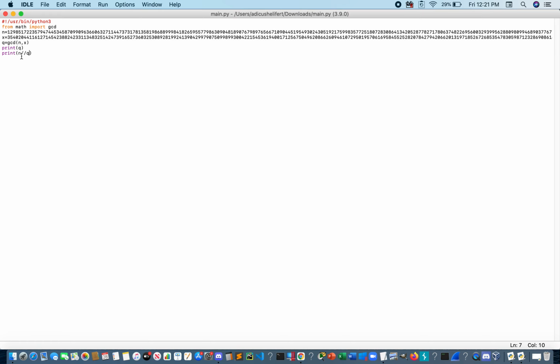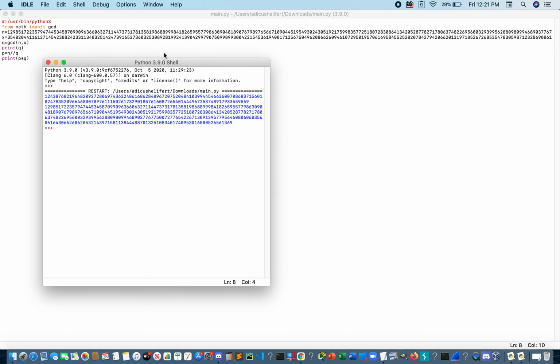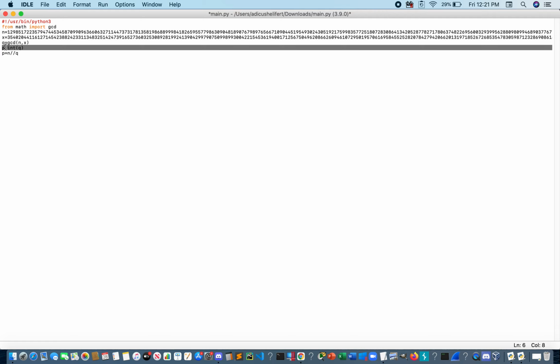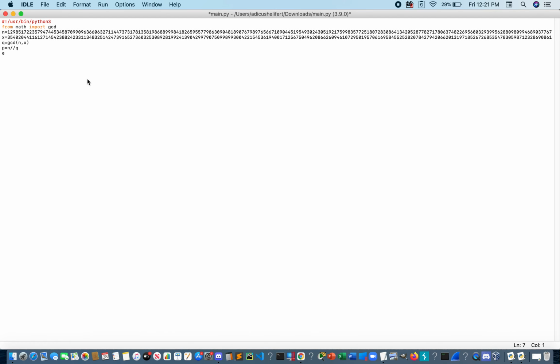And this seems right. Let's see if p times q is n. So let's test this out. Right there, yep, it is n. So we know that is p and q, and we have n. We will also plug in the other values, n and e. So e is now 65537, and c will be equal to the value of this.